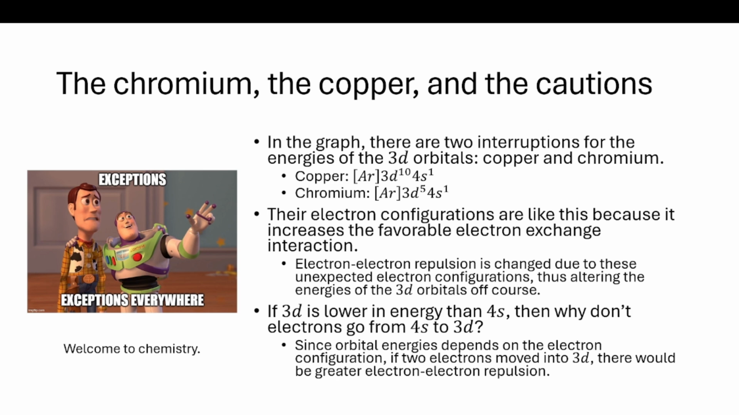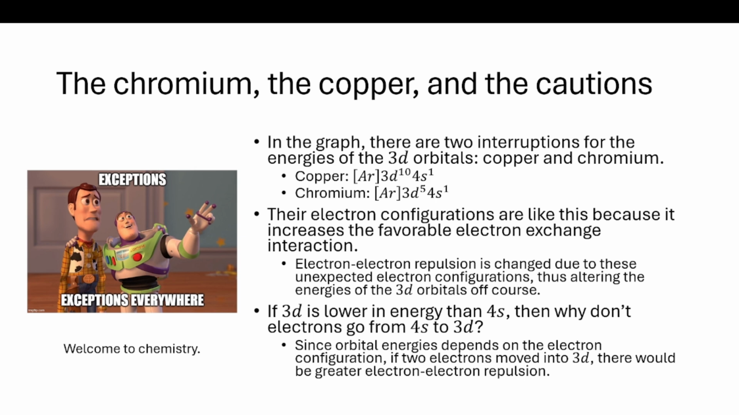Now, that lies in their electron configurations. So, for the copper atom, we would expect an electron configuration of argon 4s2 3d10. And for chromium, we get argon 3d4 4s2 for our expected electron configurations. However, that's not true, as both elements take one electron from the 4s orbital in order to either completely fill or partially fill the 3d orbital.